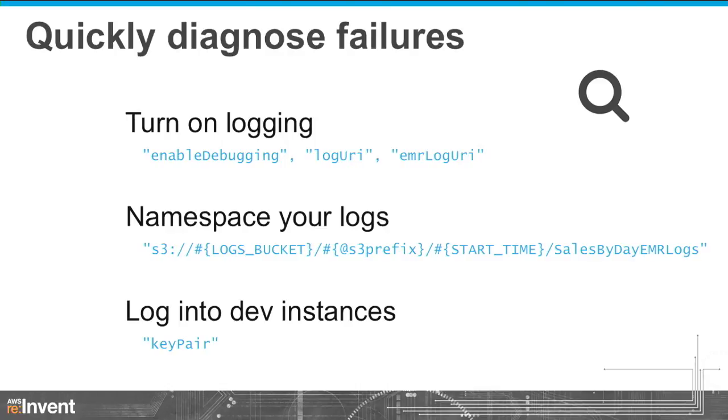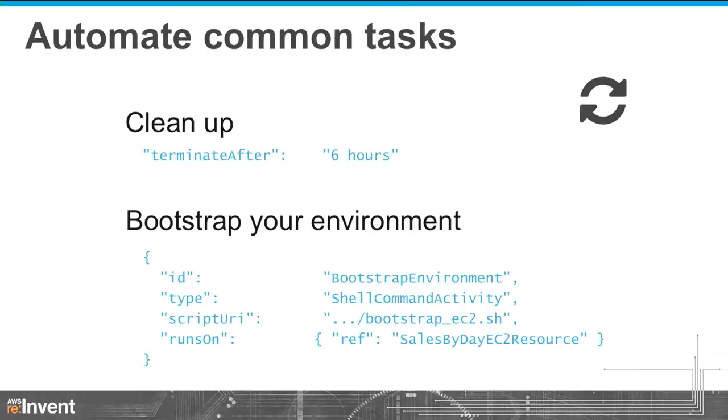And also, when we're developing, it's very useful to be able to log onto the instances directly when things go wrong. There's an SSH key pair attribute you can set to allow you to do that and log on directly. And finally, there are a few things to automate.